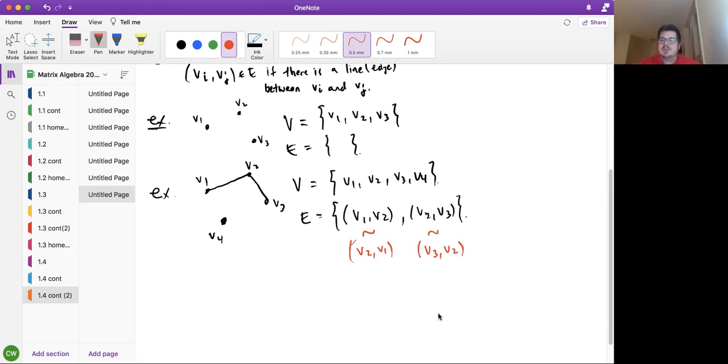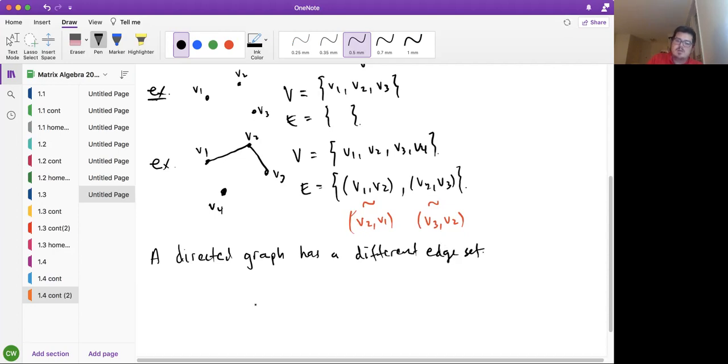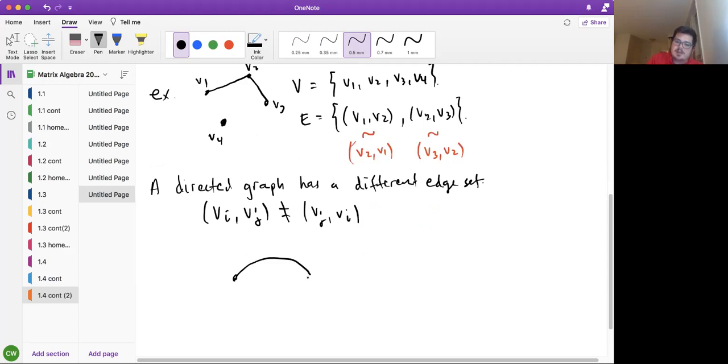Sometimes there are other graphs where you do think of them as different edges. It's called a directed graph. It has a different edge set, where Vi, Vj is not equal to Vj, Vi. So you could have something like this, where you do care about the direction.